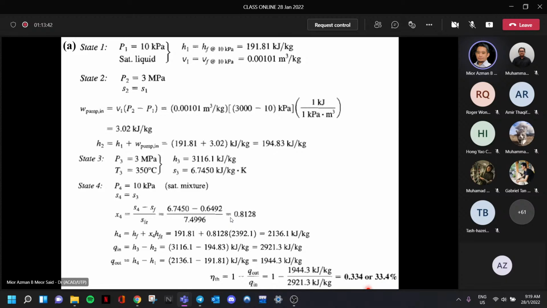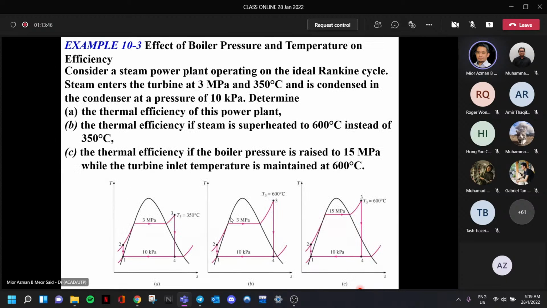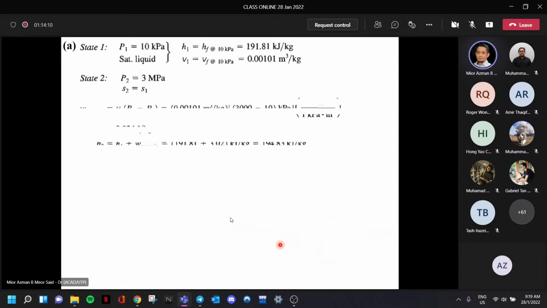Okay, so let's see what happened now in B. In B, we want to increase the efficiency more. The steam is superheated to 600 degrees Celsius instead of 350 degrees Celsius. If you look at the T-S diagram here, from 350 degrees Celsius it is dragged up to 600 degrees Celsius. So what will happen? What is the efficiency now from A to B? This is what we are going to solve, the efficiency for B.